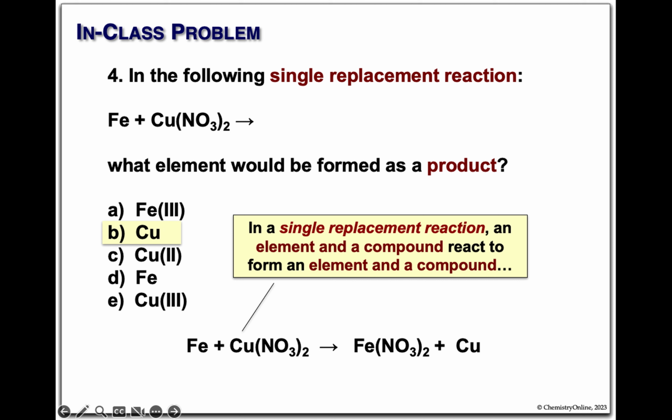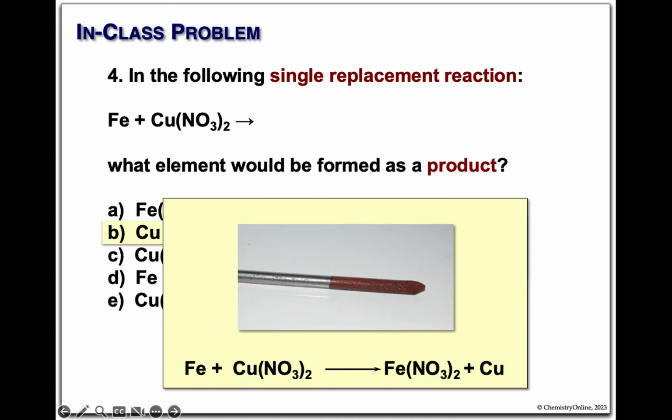If you remember, we did this in lab. We took a nail that was disgusting, didn't look at all like this one, and stuck it in copper 2 nitrate. We wound up with a nail with a copper end. The metal was deposited on the end of our iron nail. Any questions? I told you this was going to be easy, right?